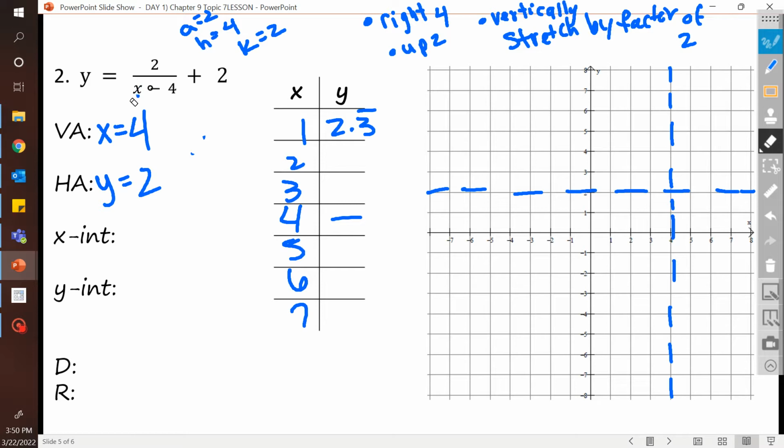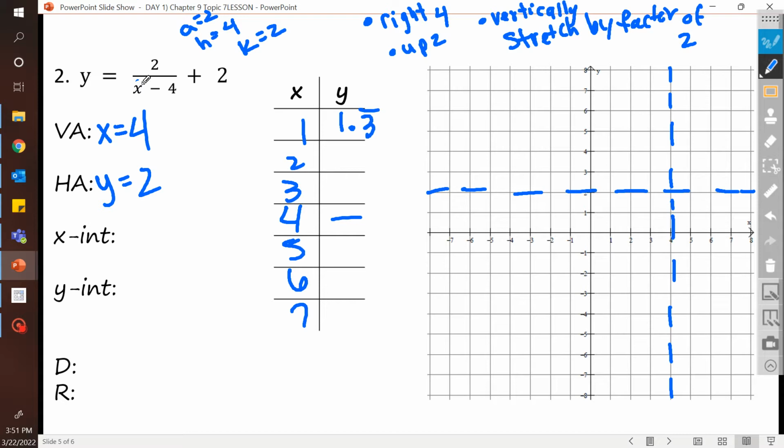All right, let me plug in 2. Whoops, was that negative? Oh yeah, I messed that up. Let me try that again. So plug in 1, 2 over, oh no, that might have been right. Let me double check. 1 minus 4 is negative 3. So negative 2/3 plus 2. So that's like 1.3 repeating. Okay, that looks correct.